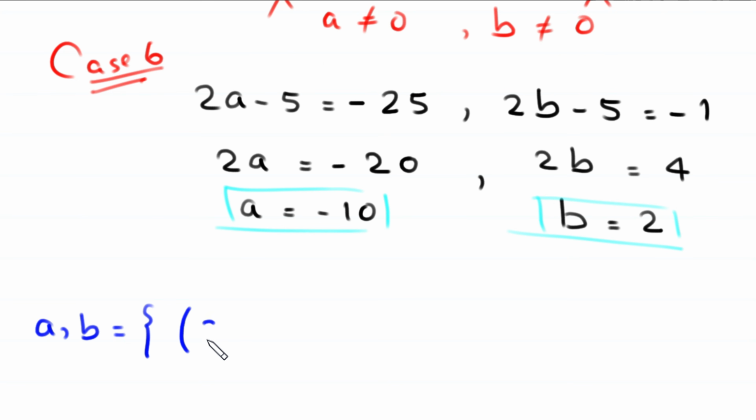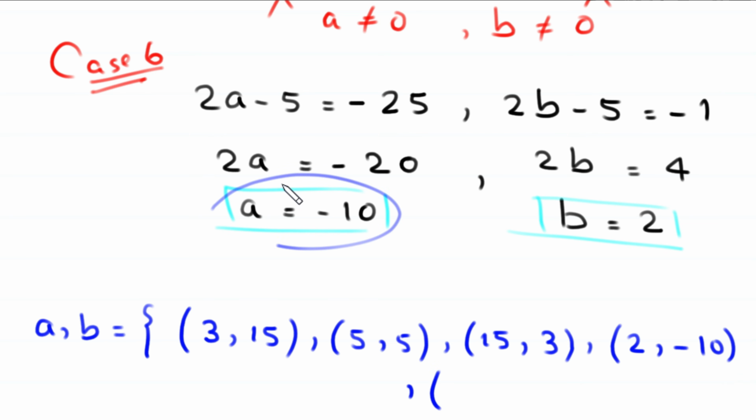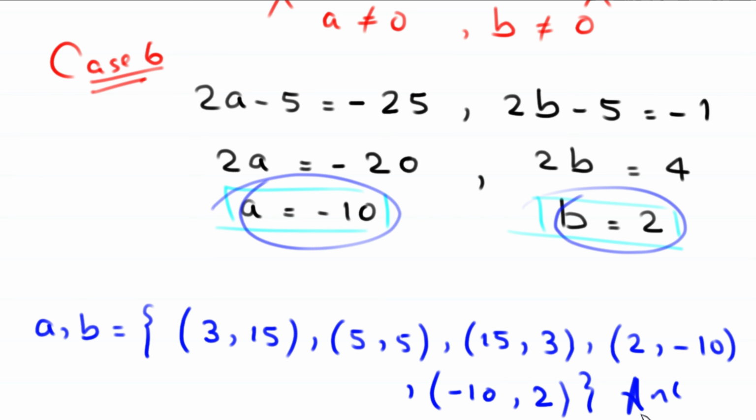and fifth is negative 10 comma 2. So we have 5 pairs of solutions of this equation. This is the final answer.